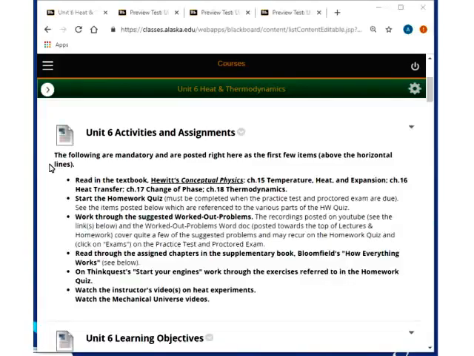This is the recording for the Unit 6 homework quiz. So I'm actually looking at the unit folder here. On the top you have the activities and assignments. There's a number of things to do.